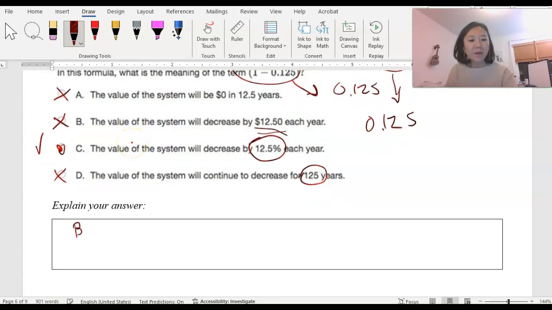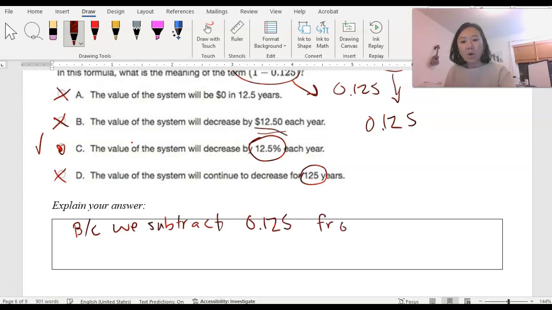And we say because we subtract 0.125 from 1, this is the decay rate.